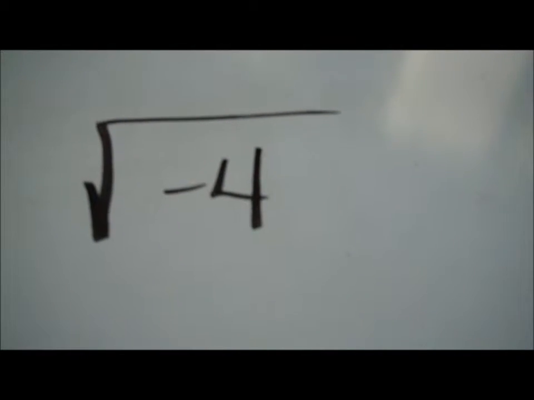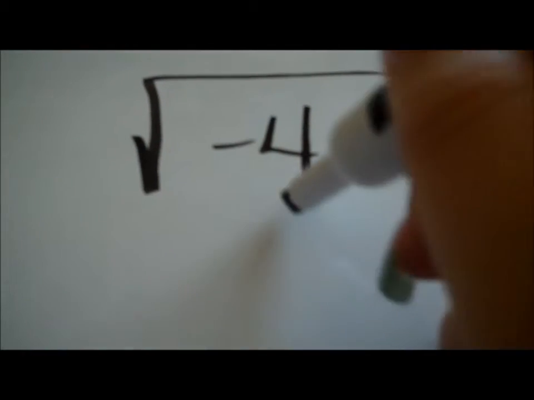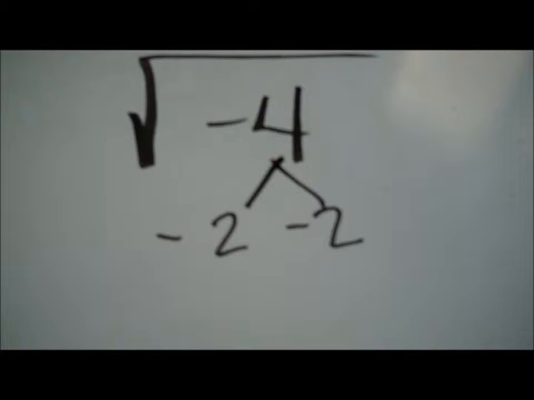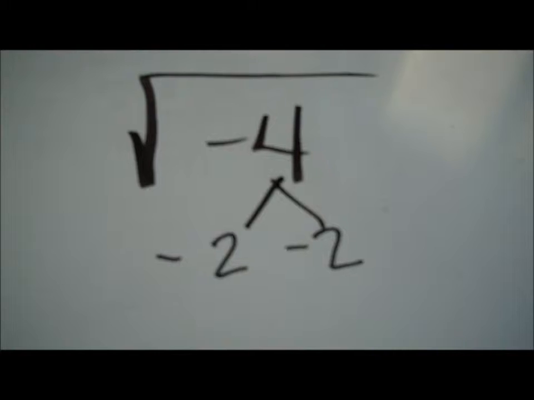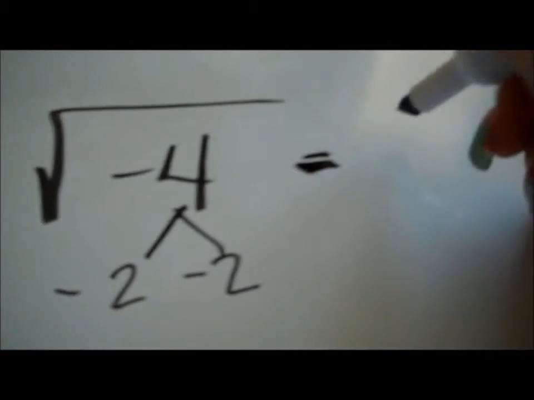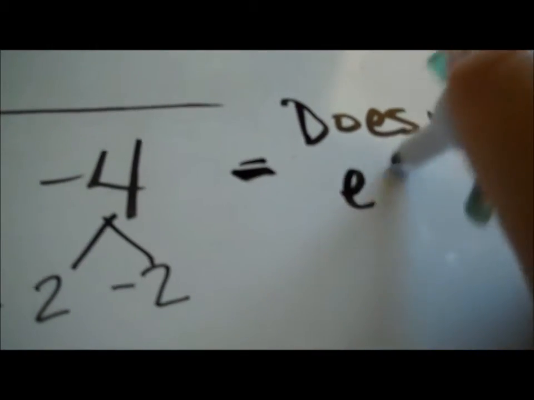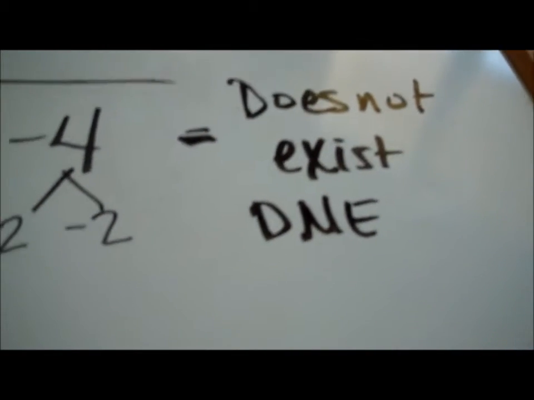Now in this case right here, the square root of a negative 4. If we think about this, we have to ask ourselves, what times itself will give me a negative 4? Well, 2 times 2 will give me 4. And a negative 2 times a negative 2 will give me 4. But there is nothing that will multiply itself to give me a negative 4. That we call a does not exist solution. You can put D-N-E for does not exist.